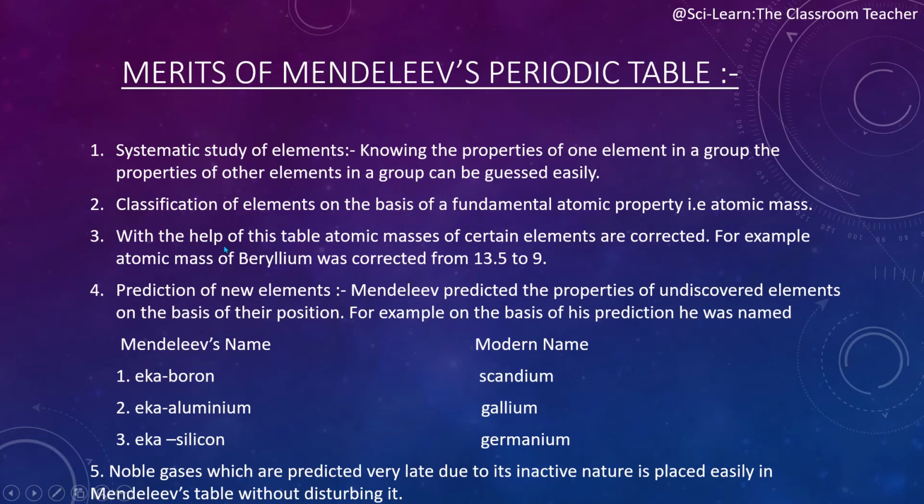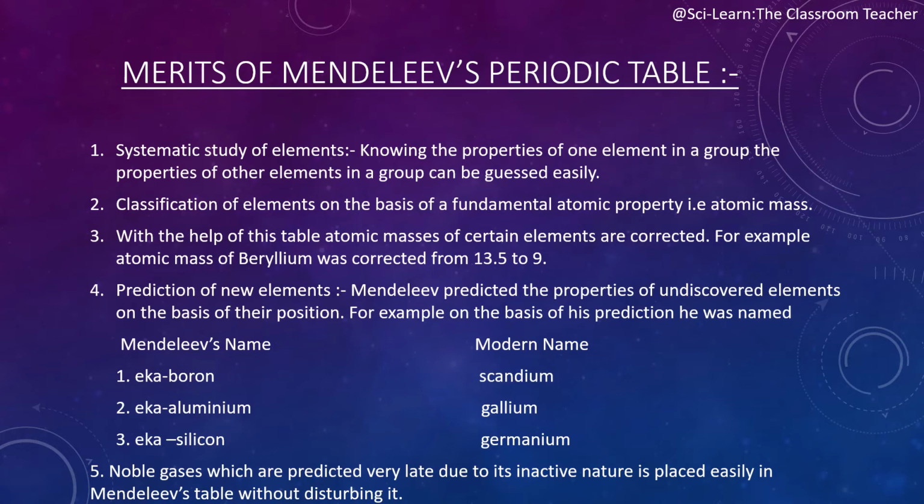Third, with the help of this periodic table, Mendeleev was able to find out or correct some atomic masses of elements. For example, earlier the atomic mass of beryllium was considered as 13.5, but later on, with the help of his table, Mendeleev corrected it, that is, the atomic mass of beryllium is 9 only. One more important thing, Mendeleev was able to predict the future elements. In his periodic table, he placed or named such elements which were not discovered at his time.